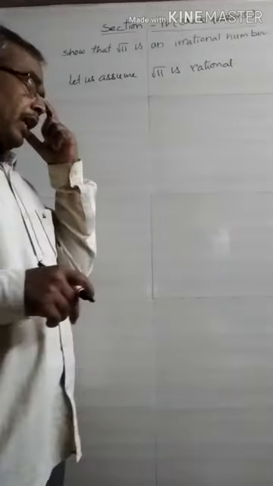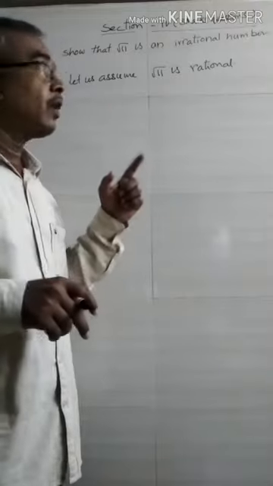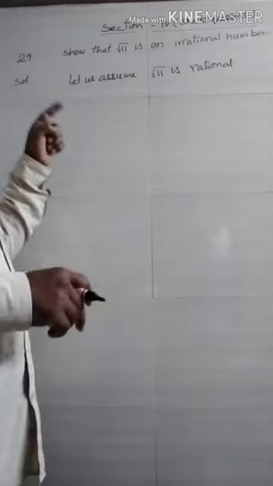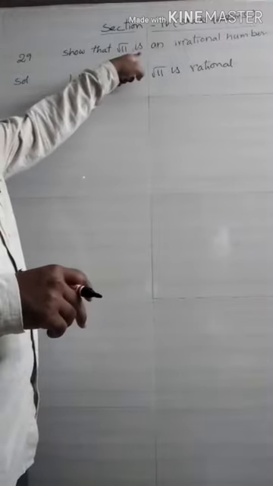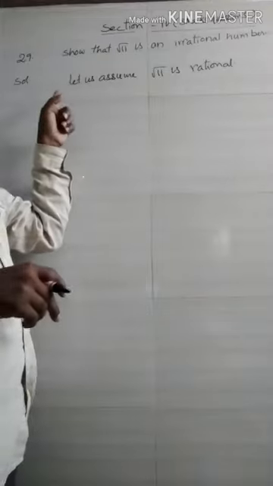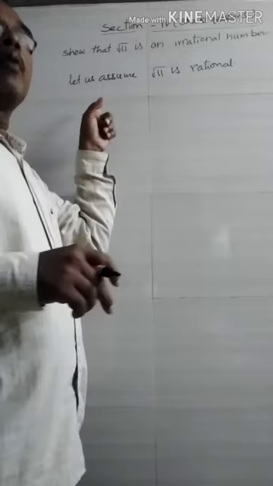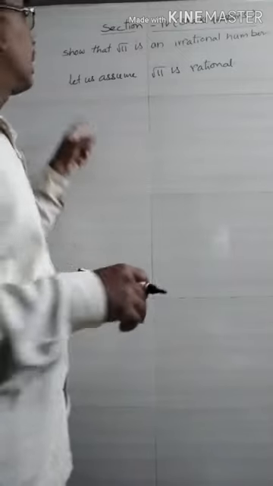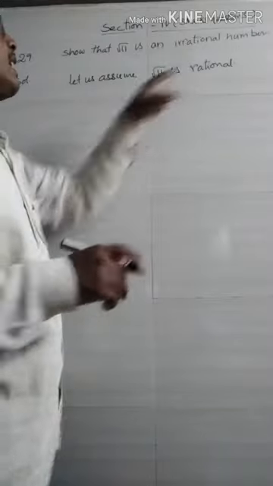Okay, today we are going to discuss section 4, 8 mark questions. First question, the 29th one: show that root 11 is an irrational number. So we move to the solution. Here we take the proof by contradiction method. Let us assume root 11 is rational.